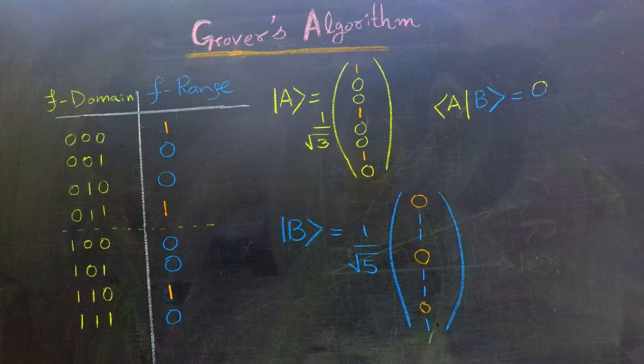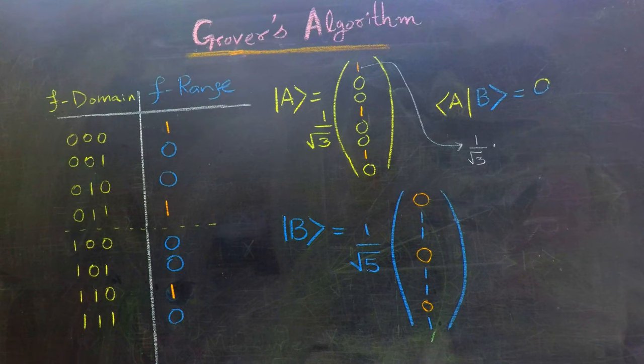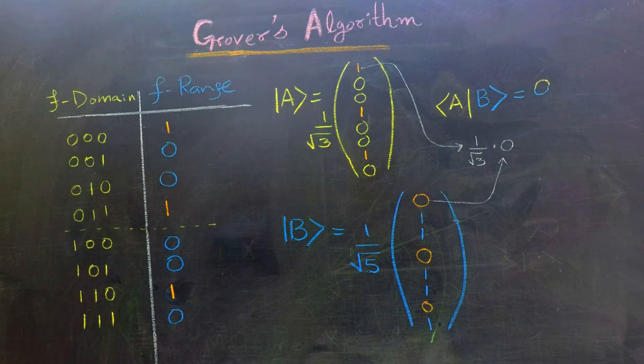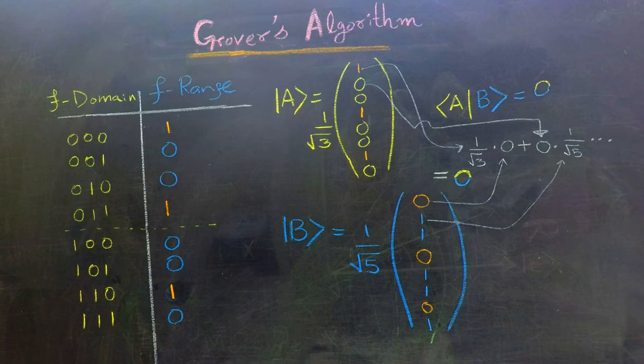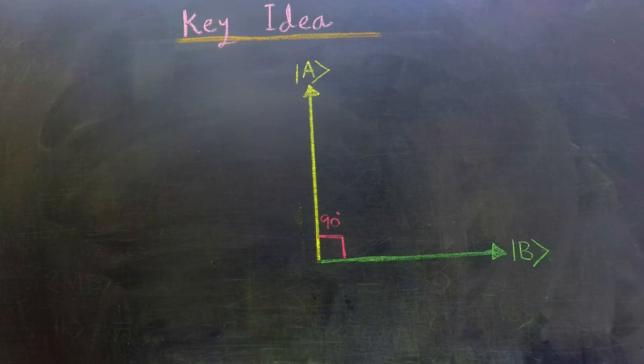We start with the 0th location, taking the product of 1 divided by square root of 3 from the first vector and 0 from the second vector. The resulting product is equal to 0. Then we move to the first location, multiplying 0 from the first vector with 1 divided by square root of 5 from the second vector. This product is also equal to 0. Similarly, each term in the summation of the inner product will be 0. Thus, our inner product will always be equal to 0. This proves that the vectors ket A and ket B will be orthogonal.